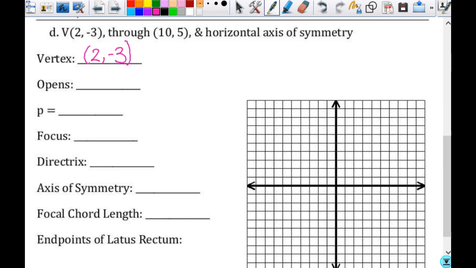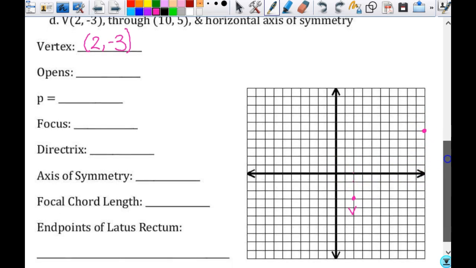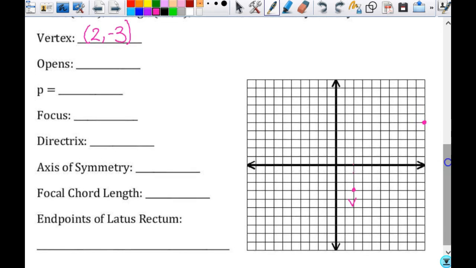I'm going to plot that. 2, negative 3. There's my vertex. It goes through 10, 5. And it has a horizontal axis of symmetry. So since my vertex is at 2, negative 3, my axis of symmetry is right here. Which means I already know what my axis of symmetry is, yes? Okay, axis of symmetry is y equals negative 3.